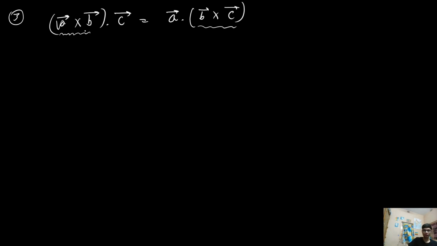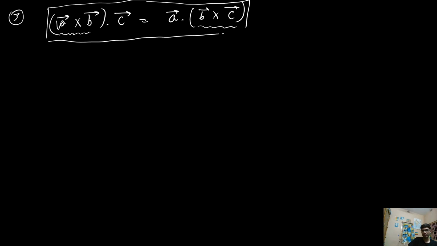Now this particular result is also the same result. This particular one is the same result. It doesn't matter where you put this bracket. But the position of the dot and the cross can be interchanged.